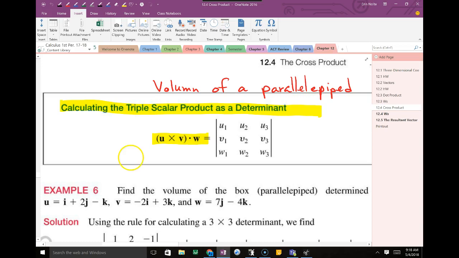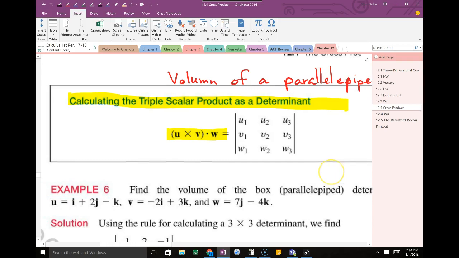So write down this matrix. The only thing that is different about the 3 by 3 matrix we did before is that the top row is your U, this middle row is your V, and the bottom row is your W.